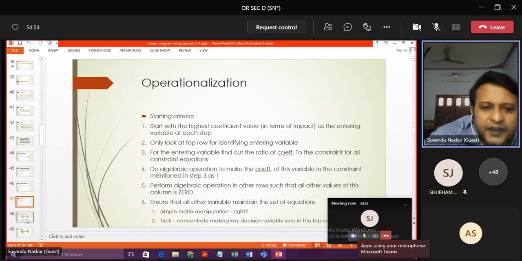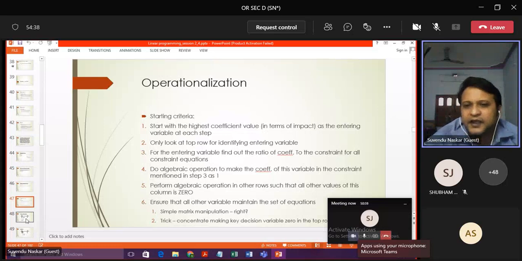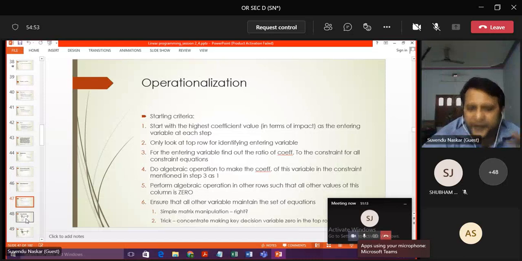Just quickly, I'll read it through. Start with the highest coefficient value in terms of impact as the entering variable at each step. Only look at the top row for identifying the entering variable. For the entering variable, find the ratio of coefficients to the constant for all constraint equations. Take a snapshot of this page if you want.